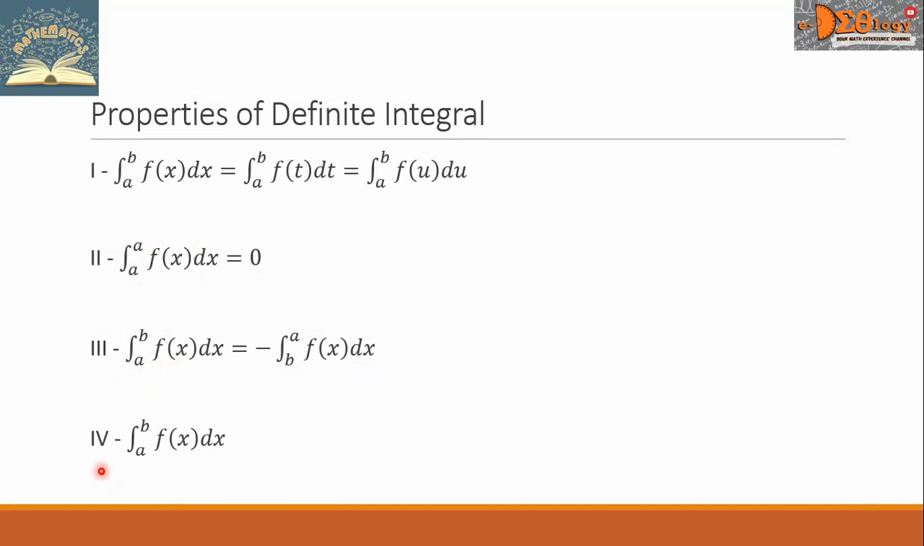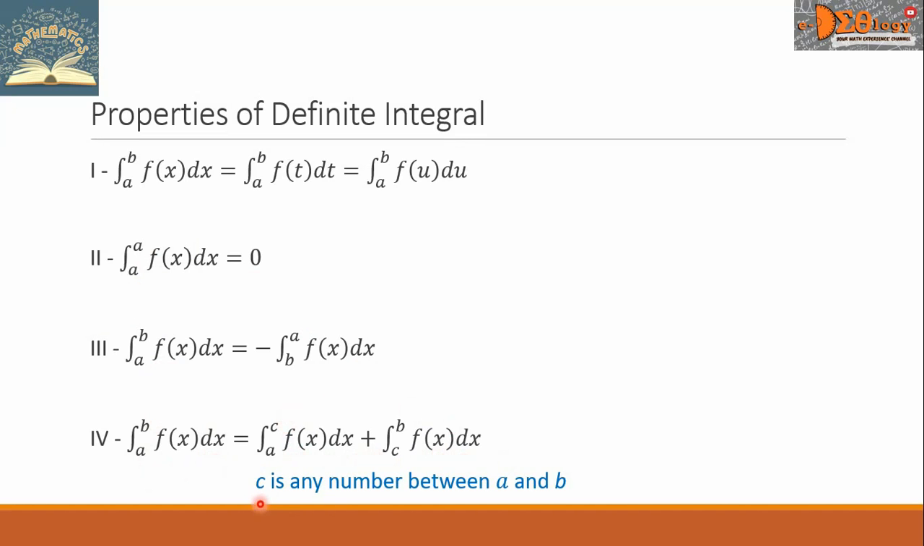Property number 4: the integral from a to b of f(x) dx equals the integral from a to c of f(x) dx plus the integral from c to b of f(x) dx. Here, c is any number between a and b.